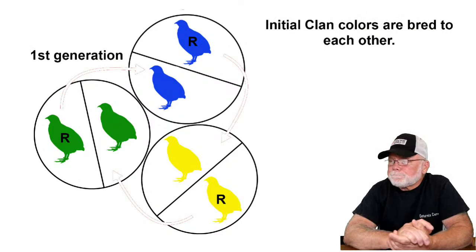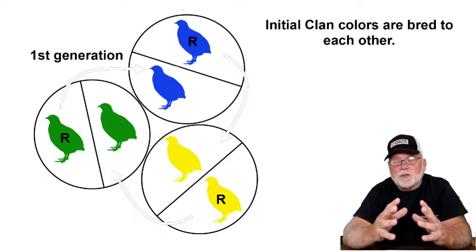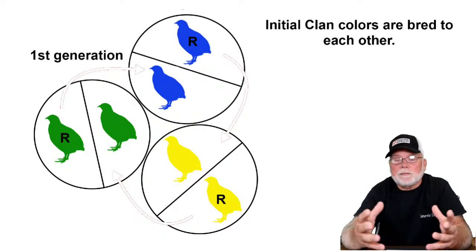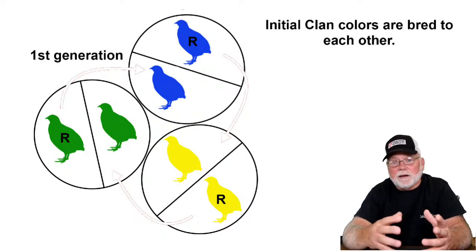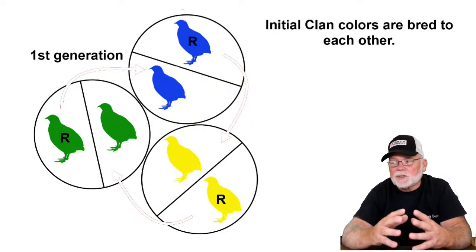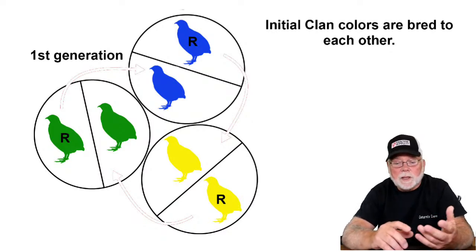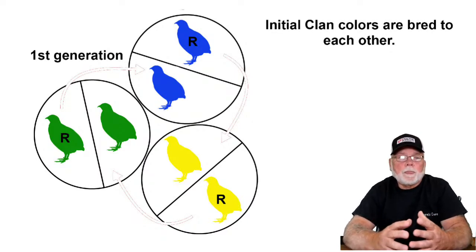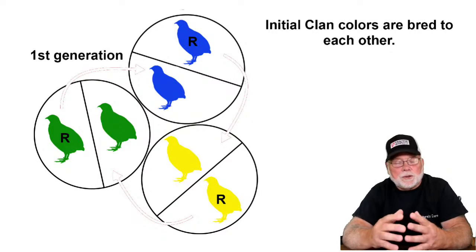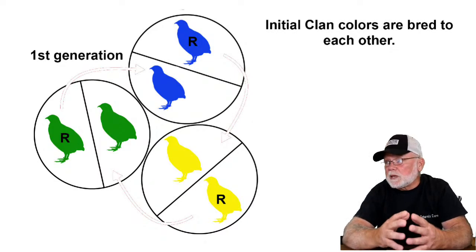So basically, setting up your clans, for each color of bird that you want to keep, you need 3 clans. Now, I know that sounds like a lot, but I've got 5 different colors, so I've got to have 15 different clans. It's really not that much, because clan size doesn't really matter. You could have as little as a 1-to-2 ratio, like 1 rooster and 2 hens per clan, all the way up to, if you're colony breeding, hundreds of birds. You can do it the same way. But regardless, you still need three clans.